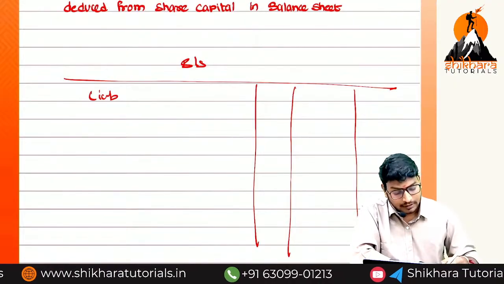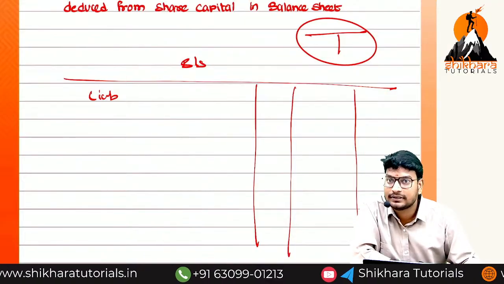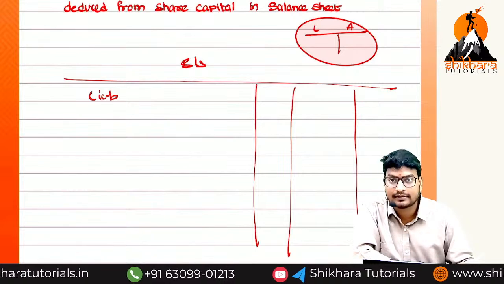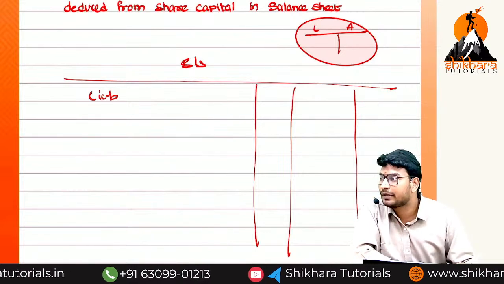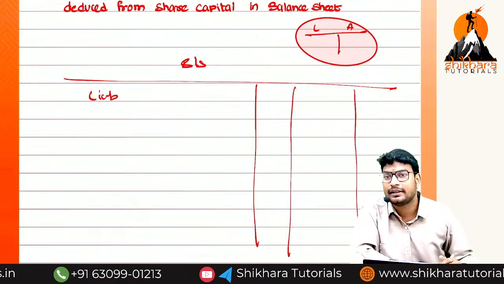Previously we used to do it like this. This is called vertical. Left hand side liabilities, right hand side assets. But when coming to Schedule 3, the format will be horizontal. First we will write the liabilities and then we are going to write the assets.